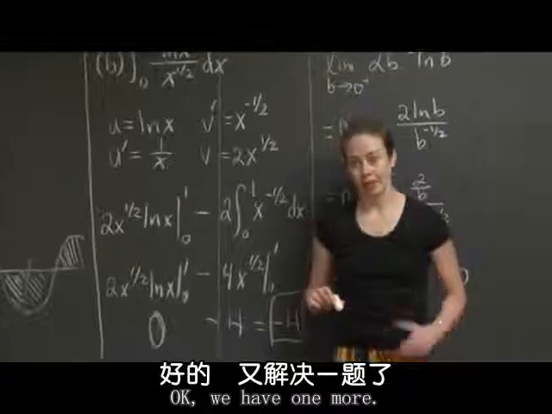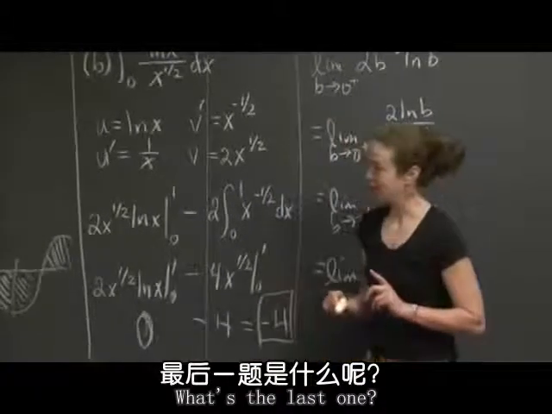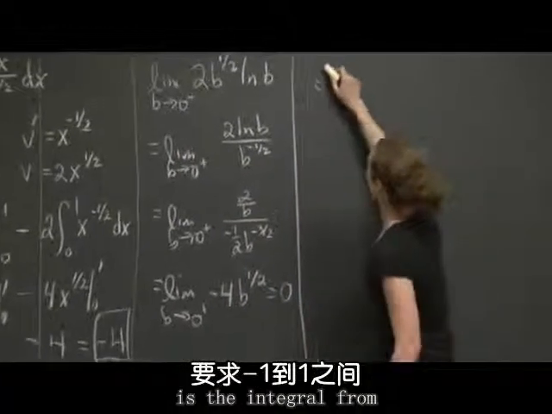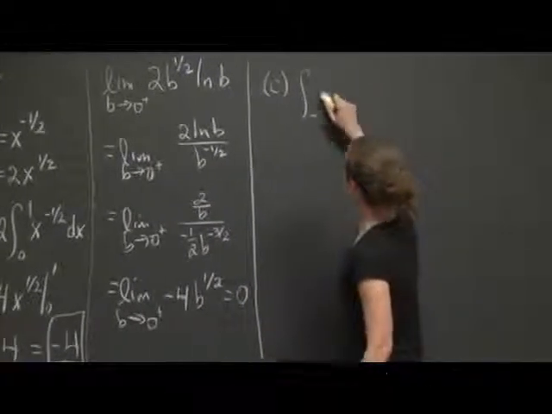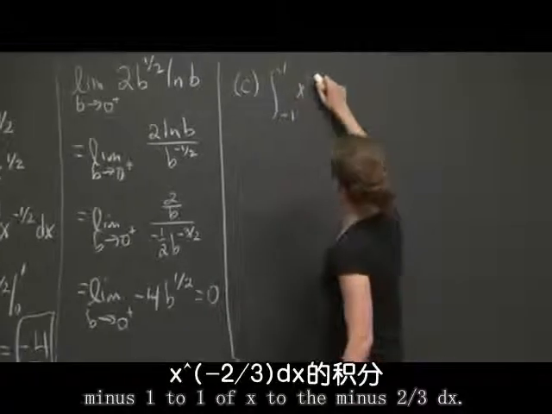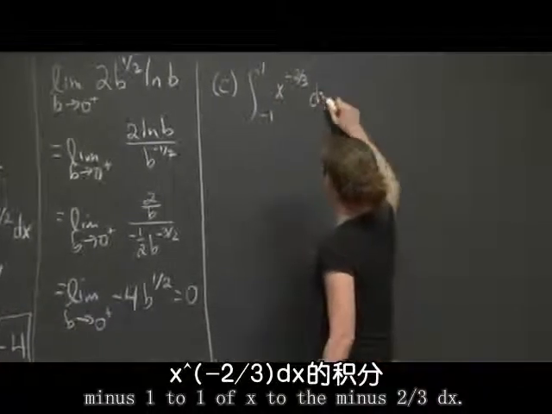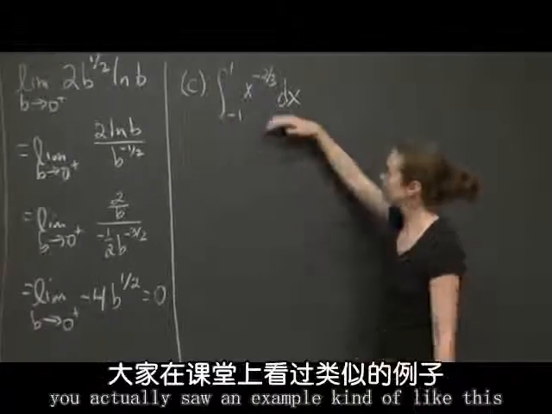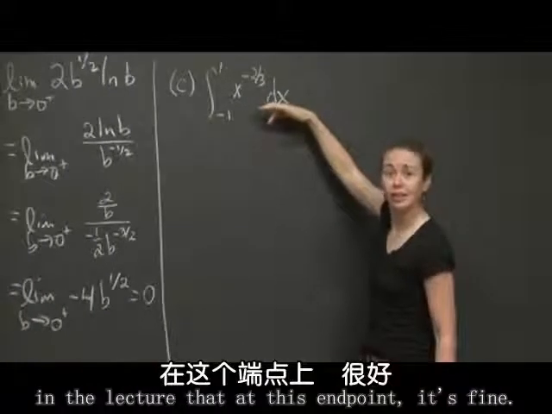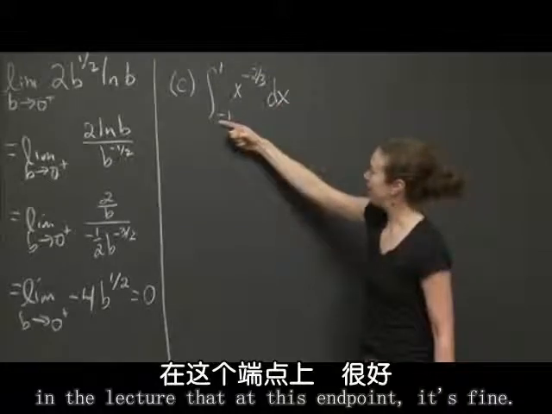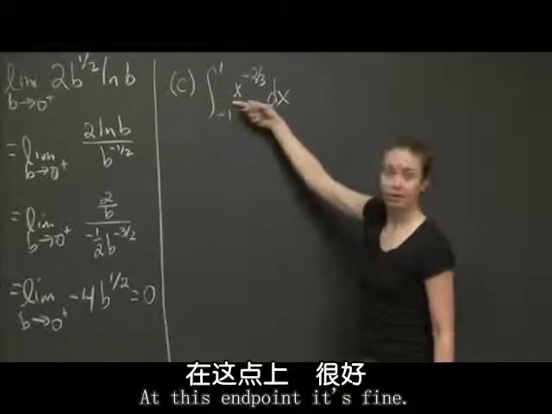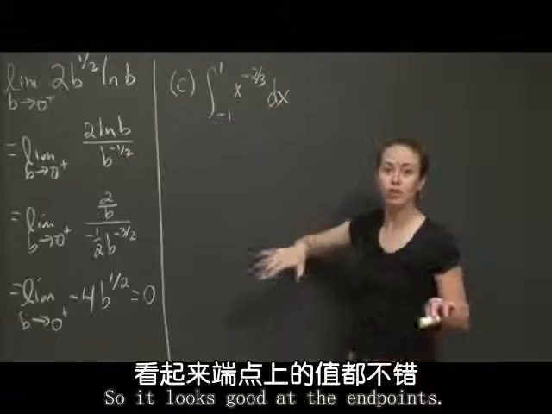Okay. We have one more. What's the last one? Let me write it down over here again. It's the integral from minus 1 to 1 of x to the minus 2/3 dx. Now this is interesting, because you actually saw an example kind of like this in the lecture. At this endpoint, it's fine. You can evaluate the function at that endpoint. At this endpoint, it's fine. You can evaluate the function there. So it looks good at the endpoints.